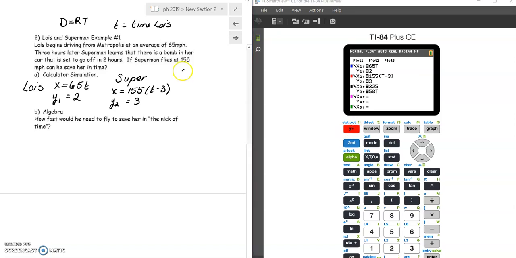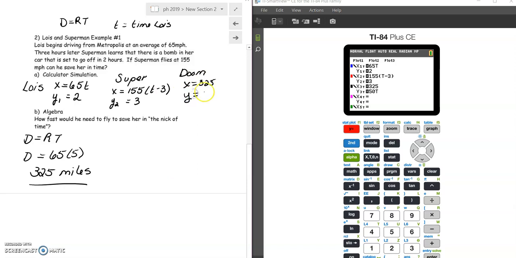If you take a look at my equations, that's what I typed in. Now, the impending doom. I wanted the doom to be at 325, but again, let's do some algebra. The bomb explodes after Lois has been driving for 5 hours, so Lois has driven 325 miles when the bomb explodes. So I made the doom at 325. Notice that the y is quite arbitrary. I just wanted a vertical line, so I said 50 times t. I didn't care how long that line was. I just wanted to make sure the doom was at 325.